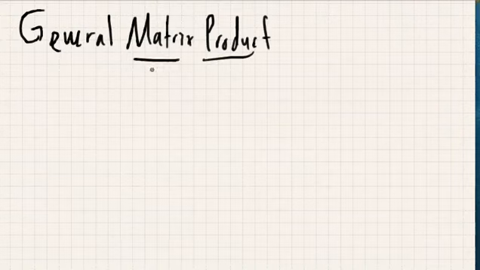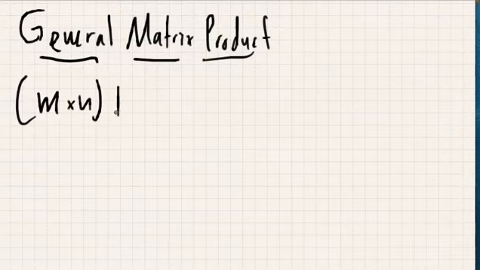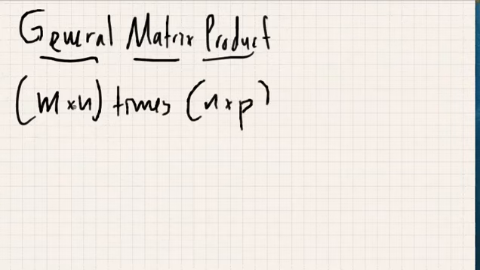Now let's look at the general matrix product. And this is the way it's going to work out. We're going to take an m by n matrix, and we can multiply this by an n by p matrix. So the number here and the number here have to agree, and the result is an m by p matrix. So m by n times n by p gives me m by p.